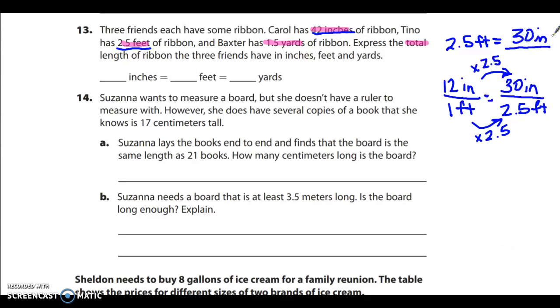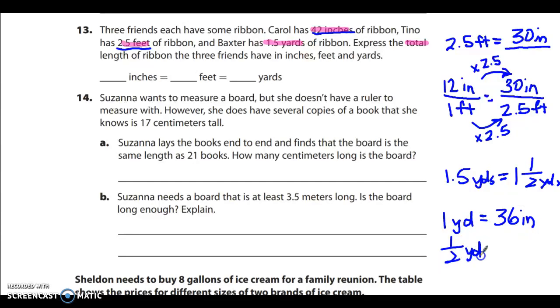And then I've got to do 1.5 yards of ribbon. I might show you a different method on this, just maybe some common sense. 1.5 yards is equal to 1 1/2 yards. Watch what I'm going to do here. From my conversion chart, I know that 1 yard is equal to 36 inches. Now I'm going to use common sense and do half a yard. Half of 36 is 18 inches.